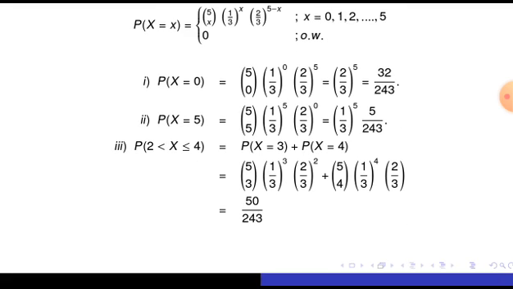Now to compute x is equal to 0, put small x is equal to 0. So it becomes 5Cx means 5C0 into 1 divided by 3 raised to 0 and 2 divided by 3 raised to 5.